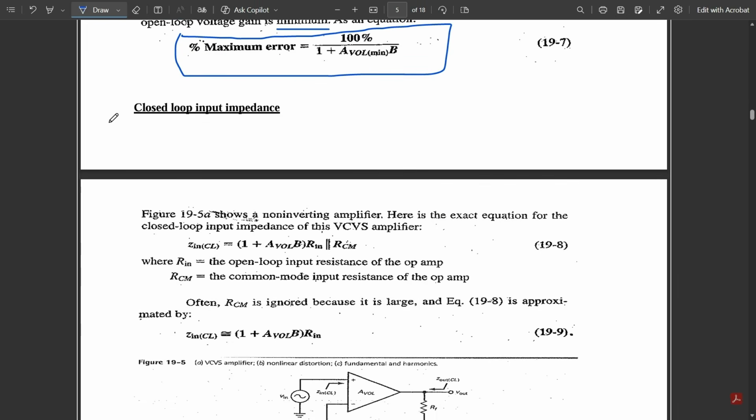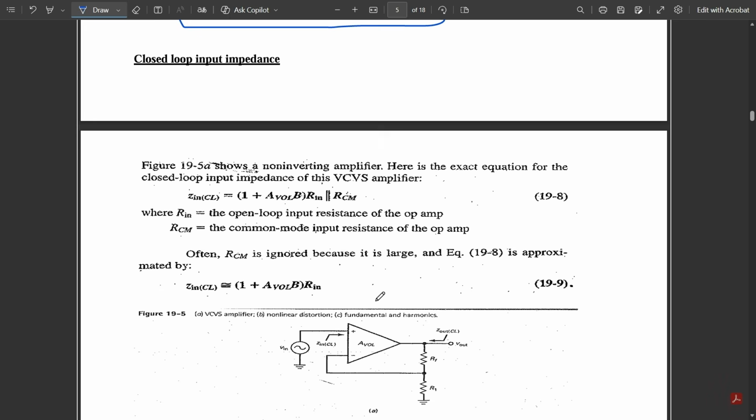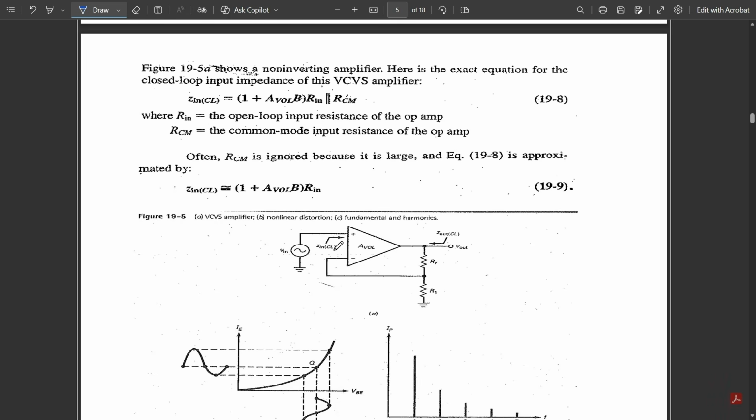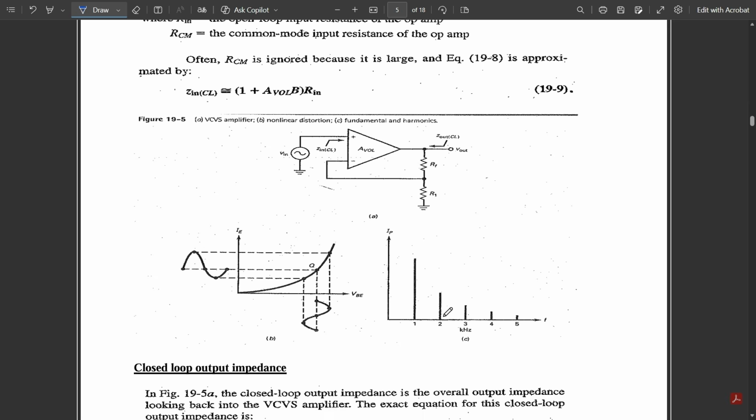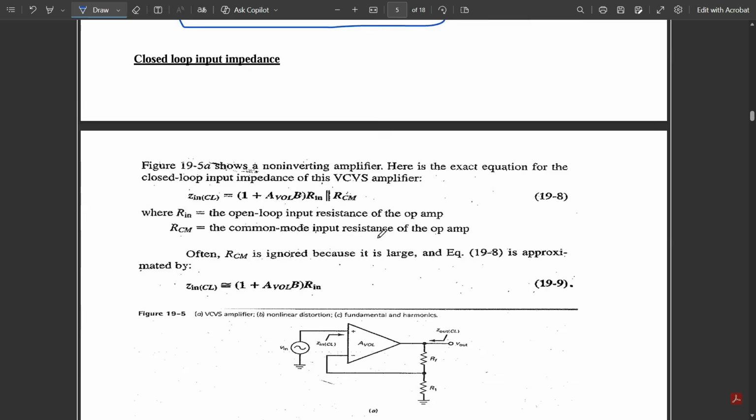Now let us see the closed loop input impedance for this VCVS amplifier. Figure 19.5a shows the non-inverting amplifier. Again, this is the VCVS amplifier, drawn here with respect to impedance. This shows the non-linear distortion, with harmonics and fundamentals. Non-linear distortion means we get a distorted curve that changes drastically based on the Q point, producing distorted output and input waves. This is not required for you guys. Let us get to the expression of the closed loop input impedance and how it is defined.